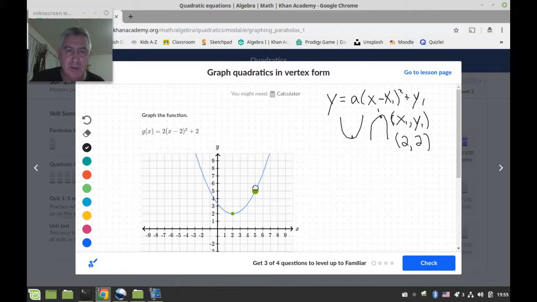And we only need one more point for this graph, so I think it's easier to find the y-intercept. The y-intercept is where x is equal to 0. So I'm going to say the y-intercept is equal to 2 times, x is equal to 0, and I've now got negative 2. Negative 2 squared is 4. 2 times 4 plus 2. 2 times 4 is 8. 8 plus 2 is 10. So my y-intercept is 0, 10.